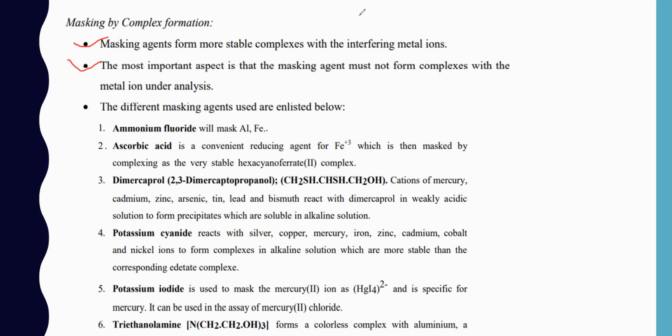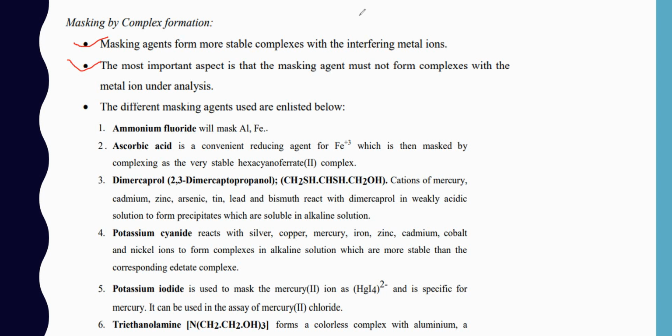For example, I am using a complexing agent which specifically prepares complexes with copper. So it will only form complexes with copper, and I would have only free magnesium, and this magnesium I will estimate with my volumetric analysis. So this complexing agent which I will be using for masking of copper should be very specific. It should not form a complex with magnesium.